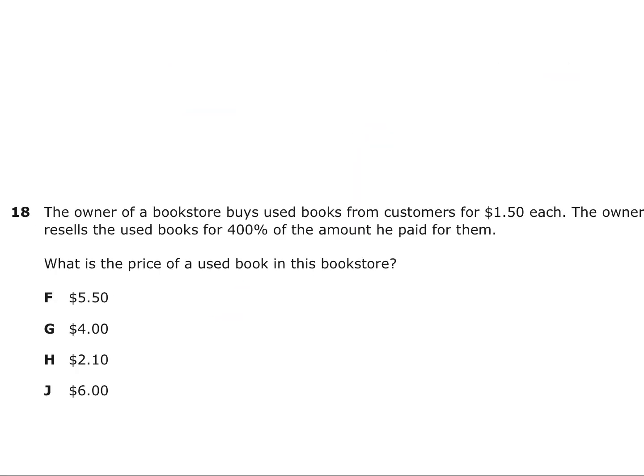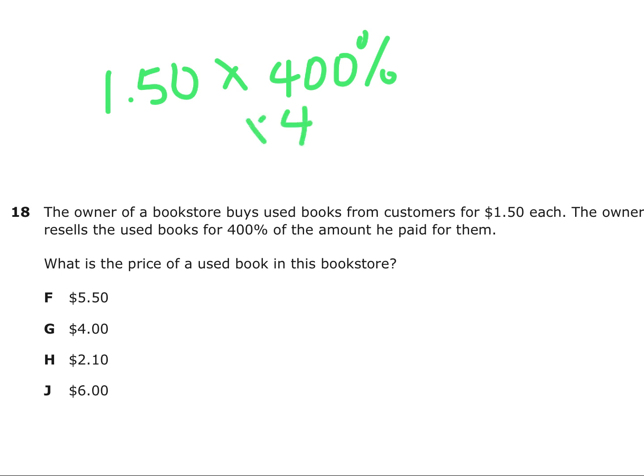For number 18, the owner of a bookstore buys used books from customers for $1.50 each. The owner resells the used books for 400% of the amount he paid for them. So 1.50 times 400%. 400% is 400 divided by 100, which is exactly 4. So 1.50 times 4 is $6. So the answer here should be $6.